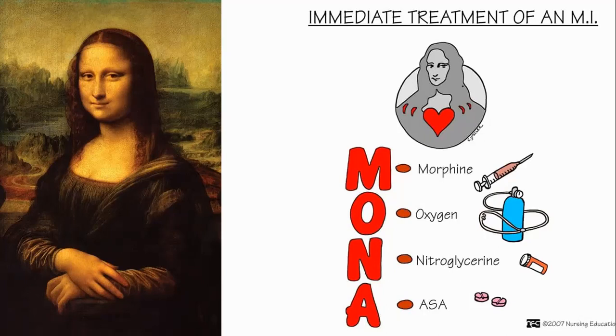But here it is super important. We have to know, and also we have to know an easy way to remember. It is called MONA, M-O-N-A. M stands for morphine, O for oxygen, N stands for nitroglycerin, and A stands for aspirin, right?